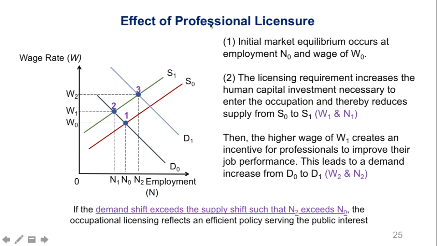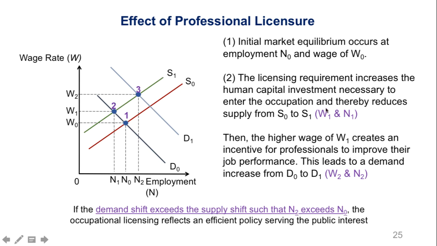Now, when the government creates these barriers to the market by licensure, the licensing requirements increase the human capital investment necessary to enter the occupation and thereby reduce the supply from S0 to S1. If the government makes nursing licensing mandatory, so everybody has to go to school and take 4 years of training, this increases the human capital investment necessary to enter the occupation, and thereby reduces the supply from S0 to S1.